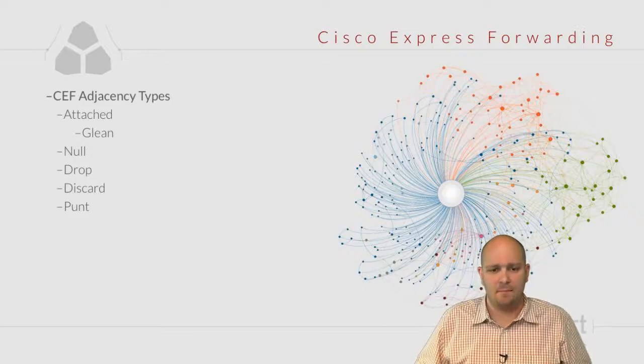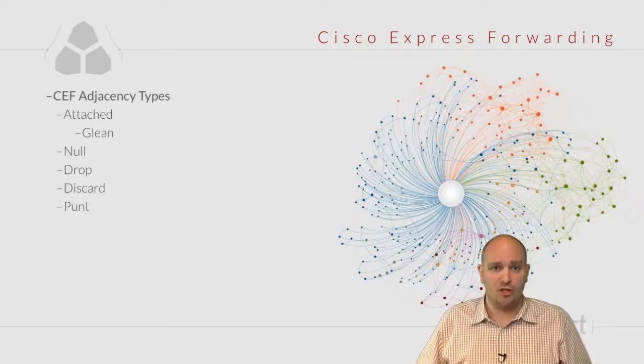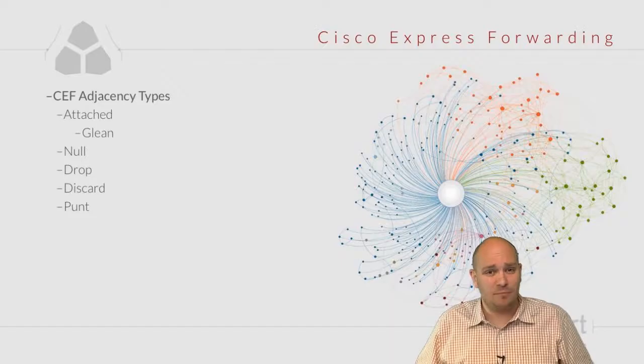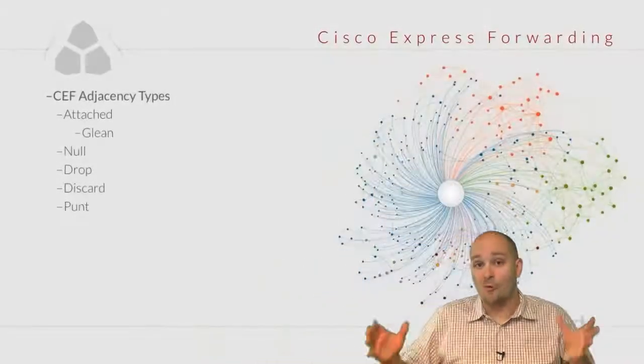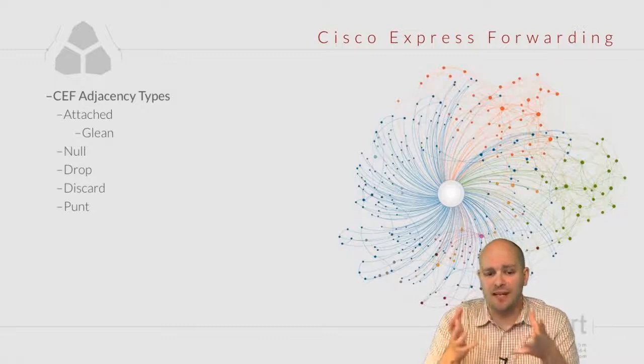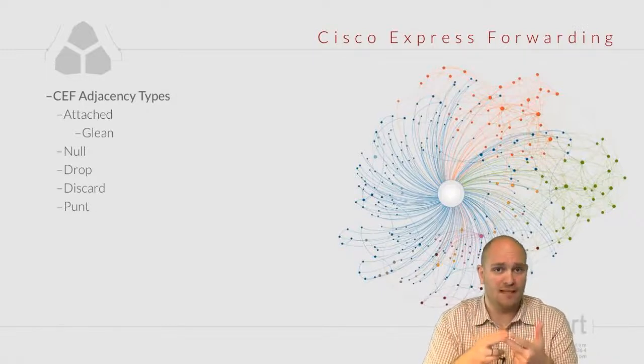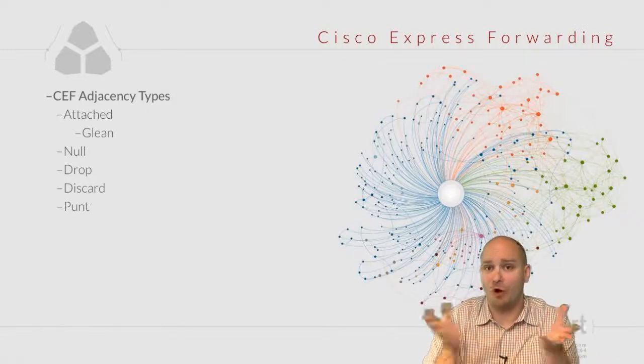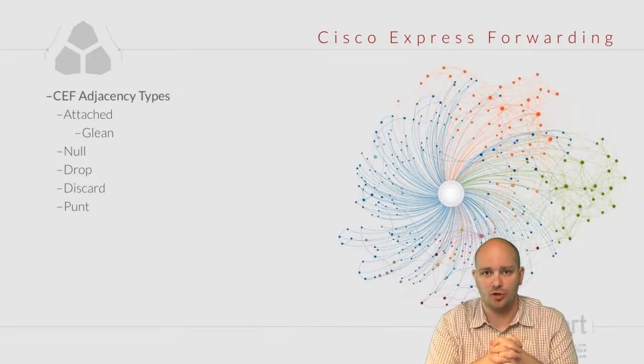Semantics, you might say. Discard adjacency, on the other hand, is a little bit more complicated. Why more complicated, you'd say? Well, you see, we have three types of adjacencies, null, drop, and discard, that have the purpose of simply not forwarding the traffic.